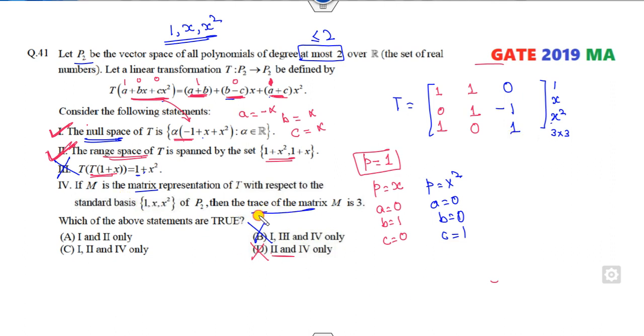Then the trace of the matrix here, what is the trace of this? Trace is 3, and it also says 3, which is a correct statement. So the right answer is C, it is the correct option, the rest of the options are cancelled.